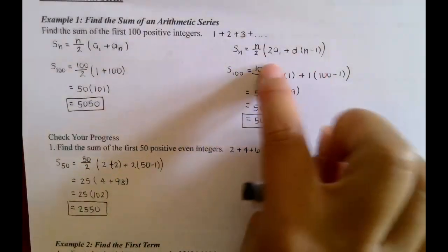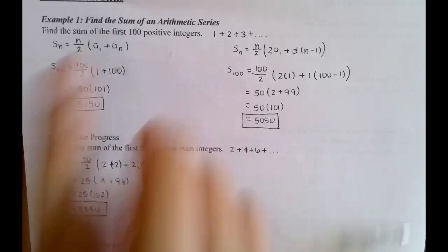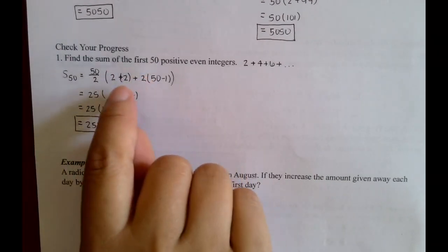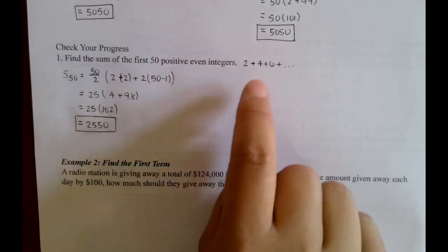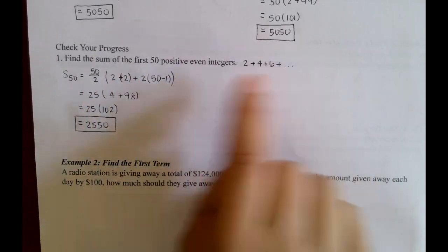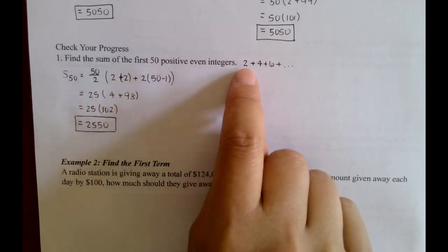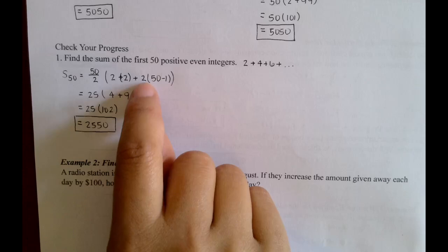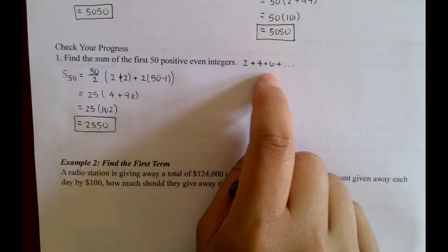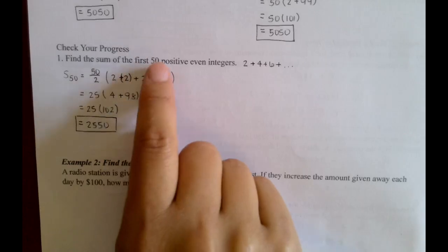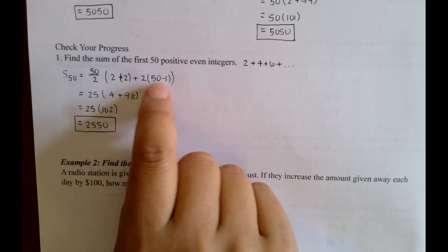And then this time I chose to use this one so that way I wouldn't have to figure out what the last one was. Okay, so then it's 2 times our first term, so positive even integers, that's 2, 4, 6, 8, 10. So 2 times our first term, so our first term here is also 2. Plus the d common difference here is plus 2 more, plus 2 more, plus 2 more, so that's why 2 here. And then since 50, that's n, 50 minus 1.